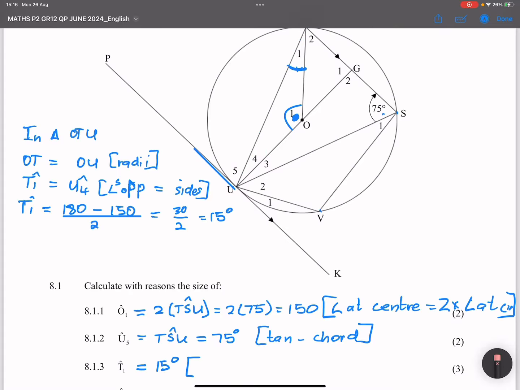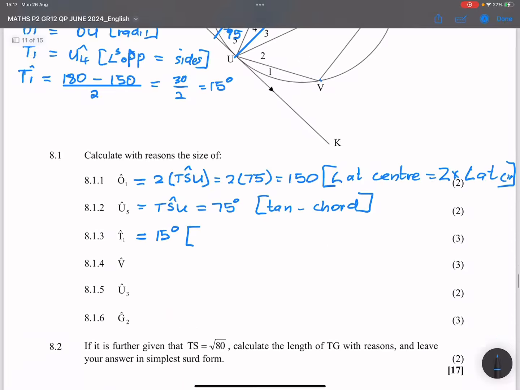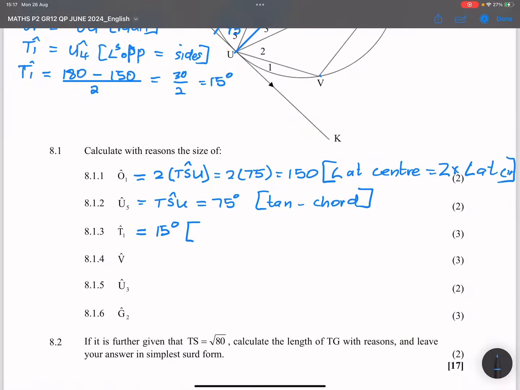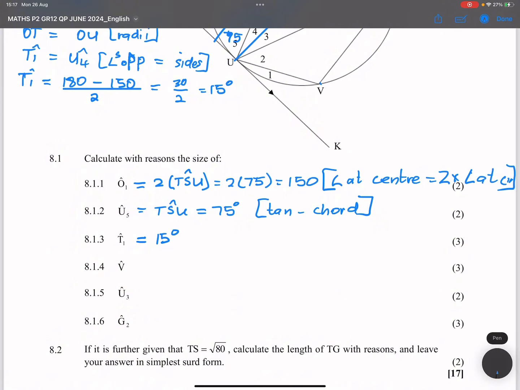Or we could have actually gotten it another way. Again, ladies and gents, I hope that you could see it. I could have used angles U4 and U5. What I note there is that the line from center is perpendicular to the tangent, so that's the tan-perpendicular-to-radius theorem. So U4 and U5 make 90 degrees, but we already found out that U5 is 75, so U4 is 90 minus 75, which is 15. And so T1 will be 15. I hope that you got that, ladies and gents.